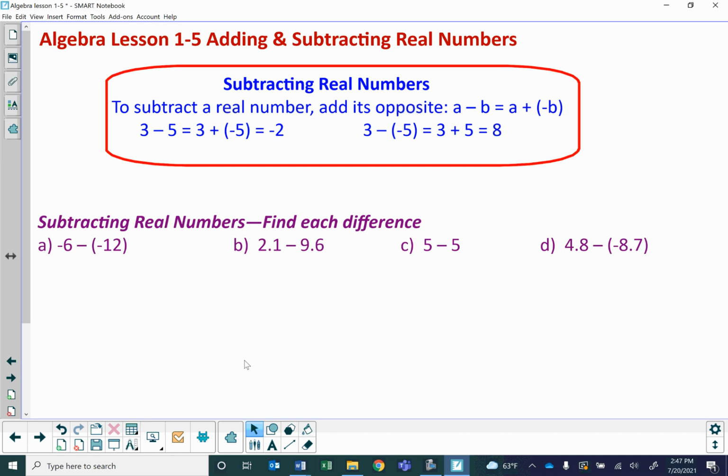Subtracting real numbers. To subtract a real number, you're basically going to add its opposite. So a minus b is the same thing as saying a plus negative b. 3 minus 5 is the same as saying 3 plus negative 5, which is negative 2. 3 minus negative 5 is the same thing as saying 3 plus the opposite of negative 5, which is positive 5, so it's 3 plus 5, which is 8.